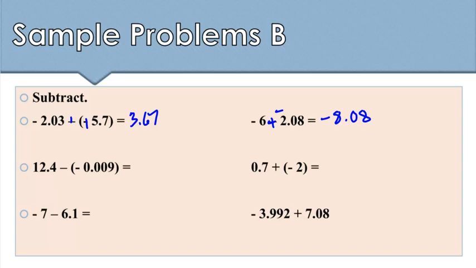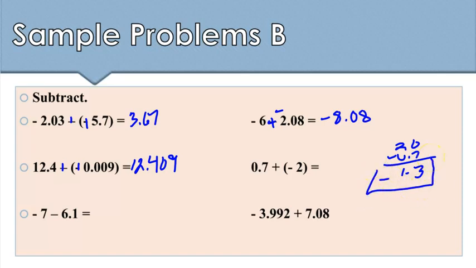Next, 12.4 minus a negative 0.009. I'm really adding the opposites. So that's going to give us 12.409. Next, 0.7 plus a negative 2. So I'm going to do this 2.0 minus 0.7, and that's going to give us 1.3. But because negative 2 has a bigger absolute value, my answer is going to be a negative 1.3.